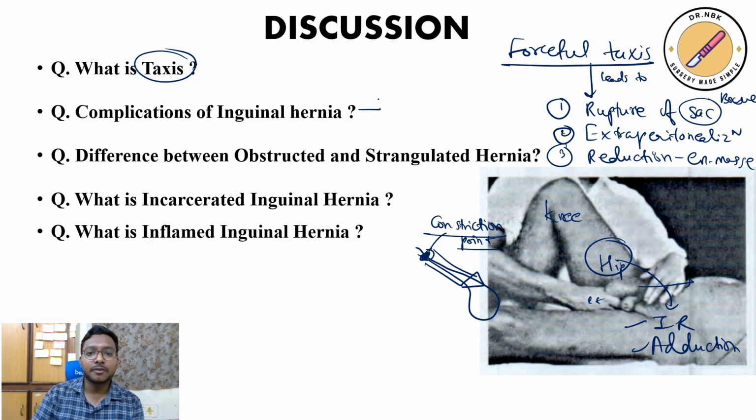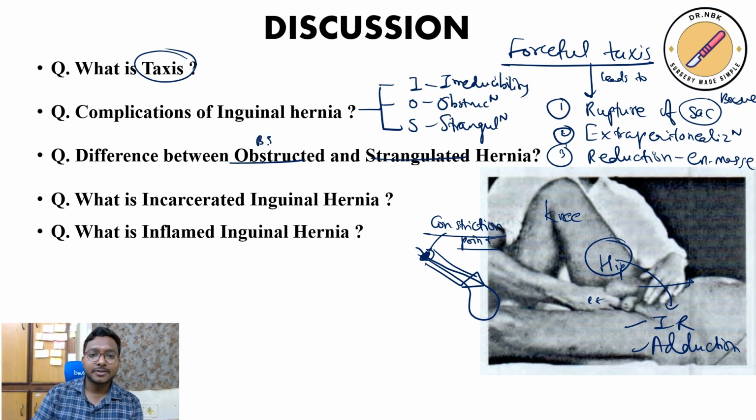Now coming to complications of inguinal hernia, you can remember easily with the help of a mnemonic IOS. That is opposite to the Android. So I for irreducibility, O for obstruction, S for strangulation. I told you the basic difference between obstruction and strangulation. Here in obstruction the blood supply is intact, whereas blood supply will be compromised in strangulated hernia.